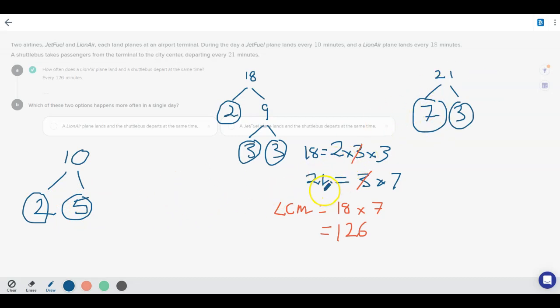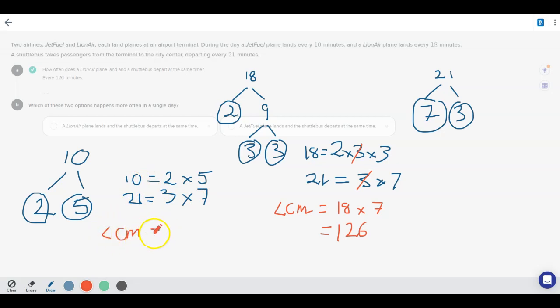So we're going to do the 21. So we had 3 multiplied by 7. And I'll put the 21 here. And the 10 is equal to 2 multiplied by 5. Now, as it turns out, there are no common prime numbers. There's no 2 in the second one and no 5 in the second one. So if we use 10 as our starting point, let's do that.